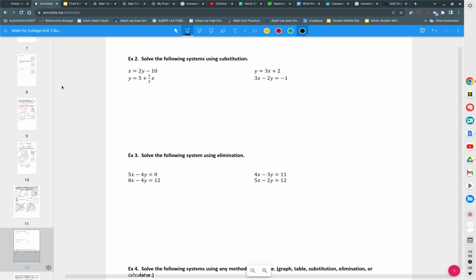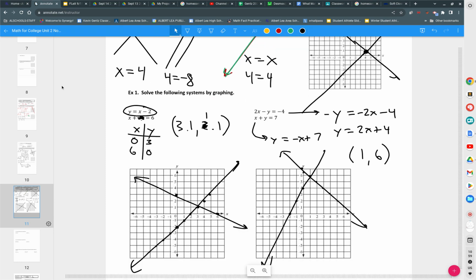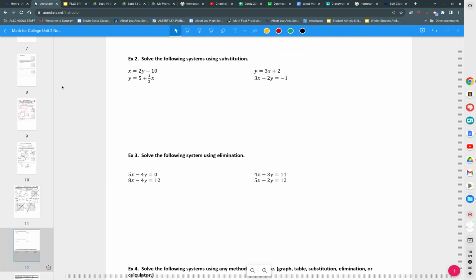Okay, let's flip it over to the other side. Here again, it went through 1, 6. Those are in slope-intercept form now. We move on from graphing to substitution. To substitute means you put something in place of something else. And substitution is really nice if you see an x equals or a y equals. So since this is x equals, I take this and I drop it right in for the x.